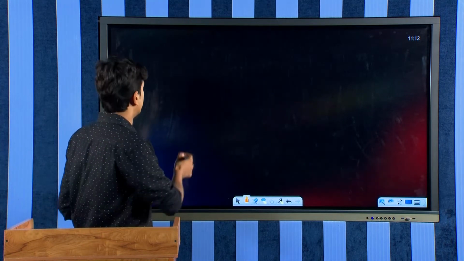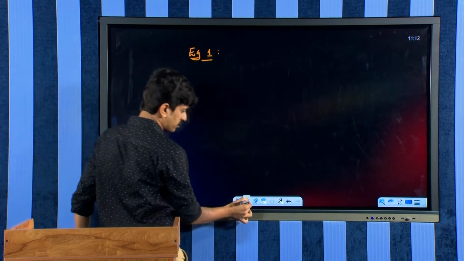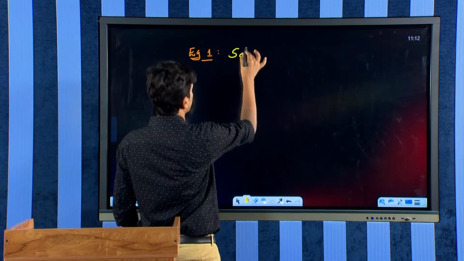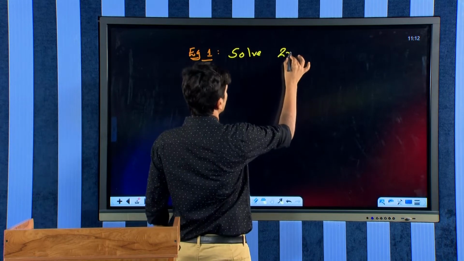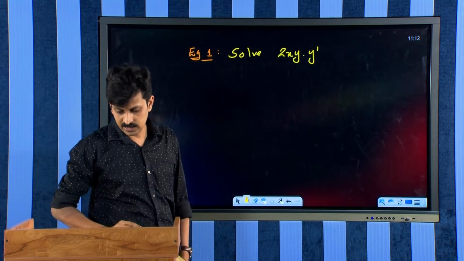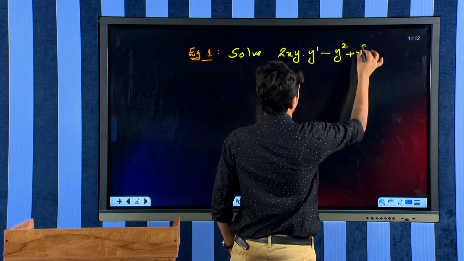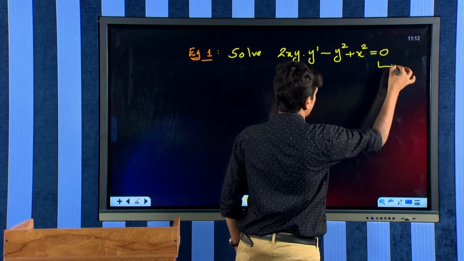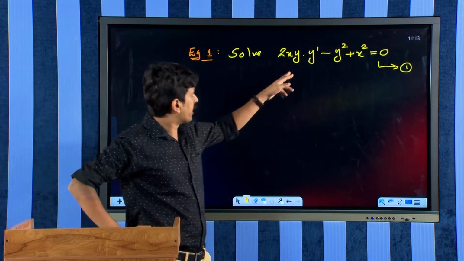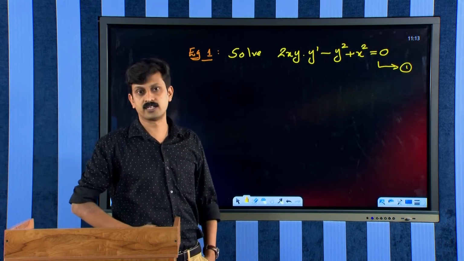See example 1. Solve the differential equation 2xy y dash minus y square plus x square is equal to 0. I just put it as equation number 1. 2xy y dash minus y square plus x square is equal to 0 is the differential equation.